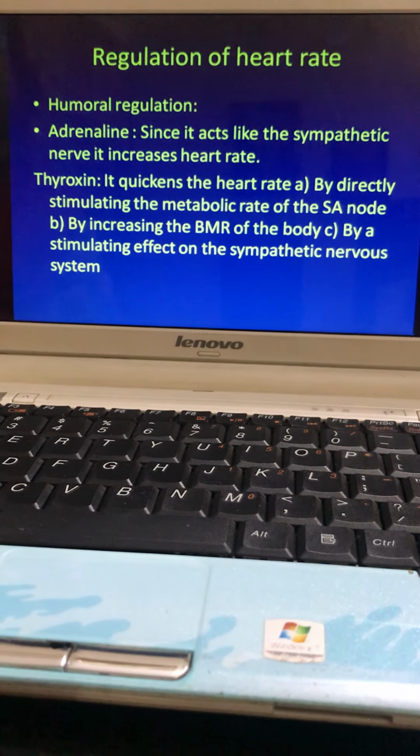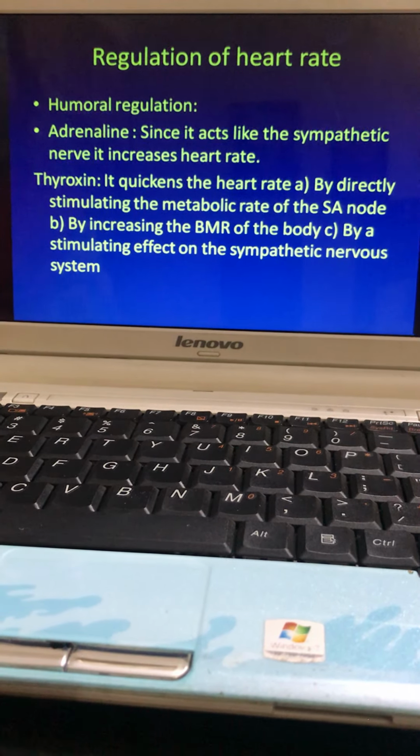Intrinsic mechanism of regulation of heart rate. The heart can also regulate its rate by its intrinsic properties. One of the intrinsic properties you already know from the properties of the cardiac muscle, that is the Frank-Starling law of the heart. Another is the Bainbridge reflex.